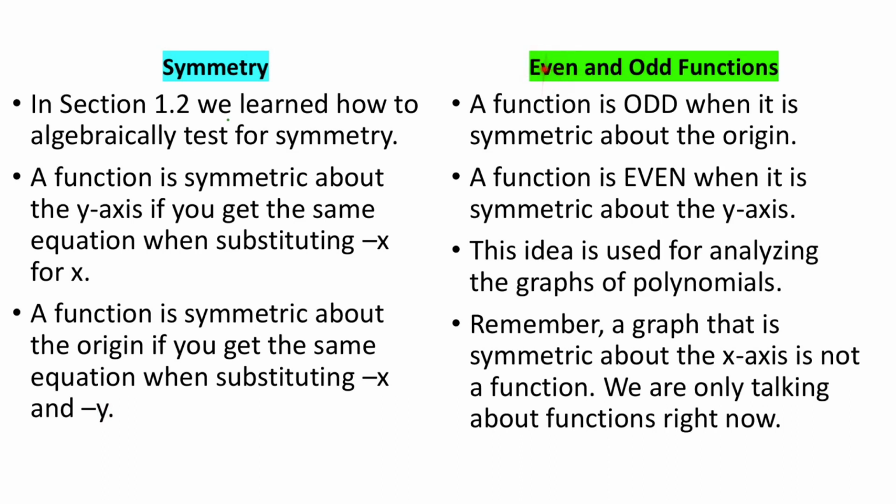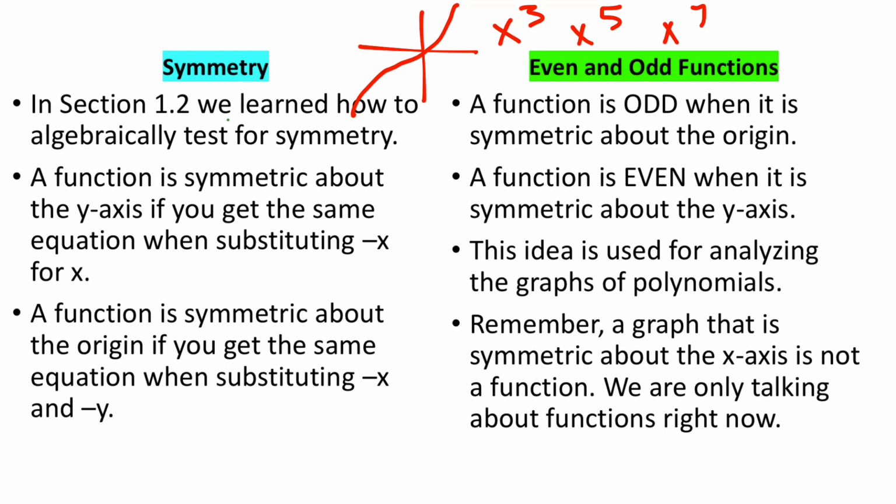Now, when we talk about even and odd classification of functions, a function is said to be odd when it is symmetric about the origin. Okay, so that would be something like a cubic function centered at the origin, or a fifth order, like an x to the third, an x to the fifth, an x to the seventh, something that looked like this. Okay, so those are examples of odd functions.